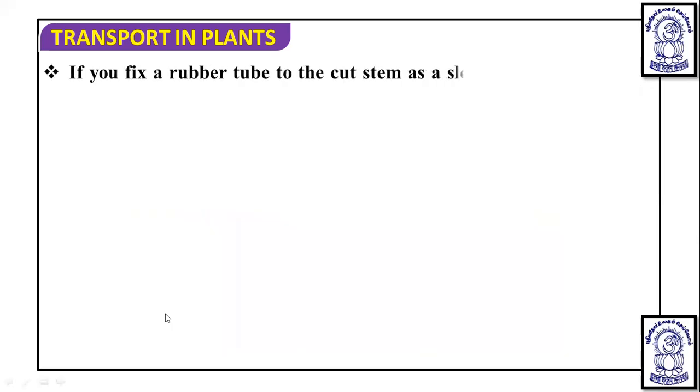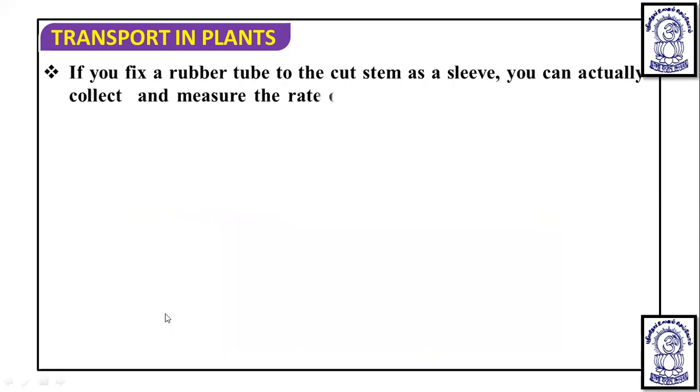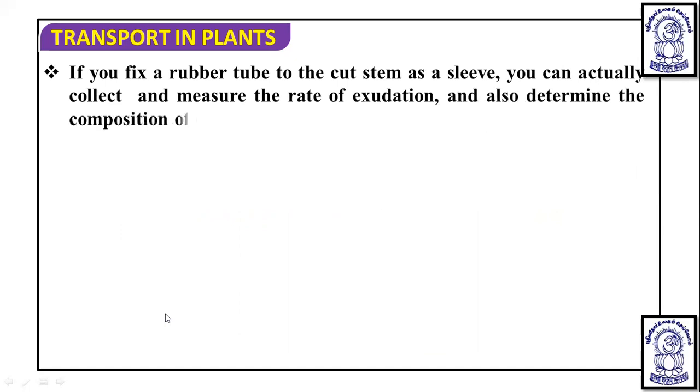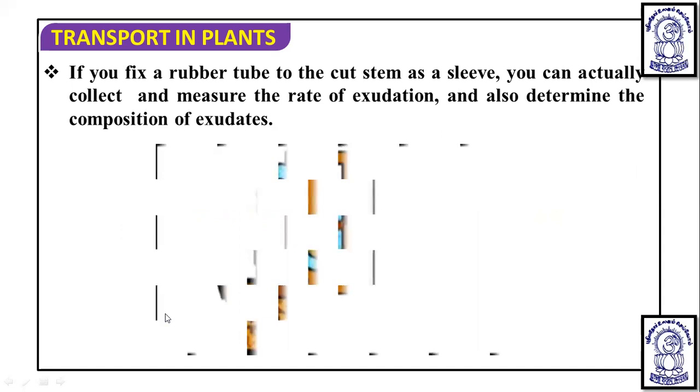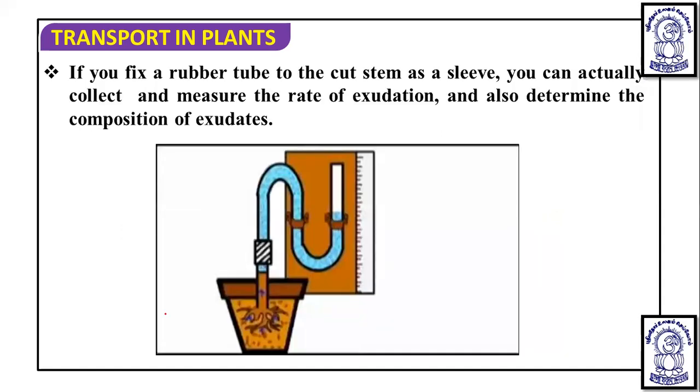If you fix a rubber tube to the cut stem as a sleeve, you can actually collect and measure the rate of exudation, or the rate of release of these water droplets in the early morning, and we can also determine the composition of the exudate. Here you can see this is the cut section, this is the rubber tube, and here a funnel is given. Whatever water the cut plant releases will accumulate in this tube, and you can see this is the water.